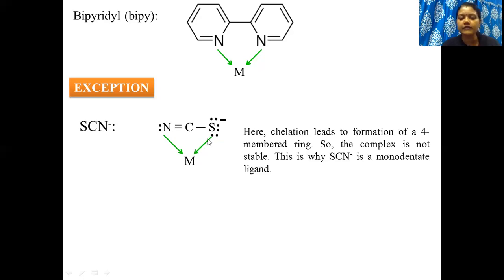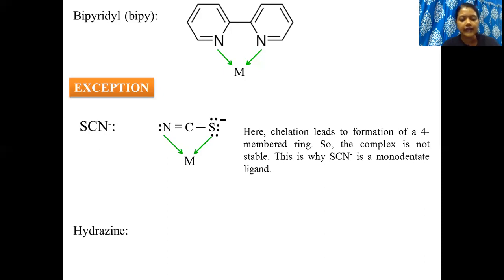But there are some exceptions in the case of bidentate ligands. First one is the thiocyanate ion. We know that both the nitrogen and sulfur atoms in thiocyanate are eligible for donating electrons to the metal. So if they simultaneously donate electrons to a metal ion, they will form a four-membered ring, and we know four-membered rings are very unstable. So this type of complex is very uncommon, and thiocyanate always acts as a monodentate ligand.